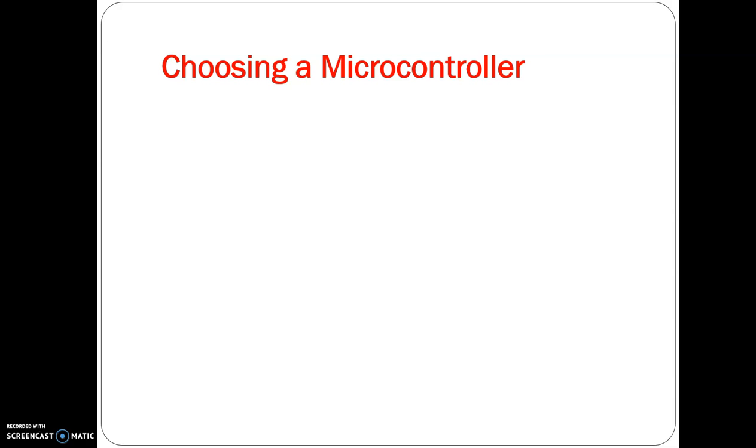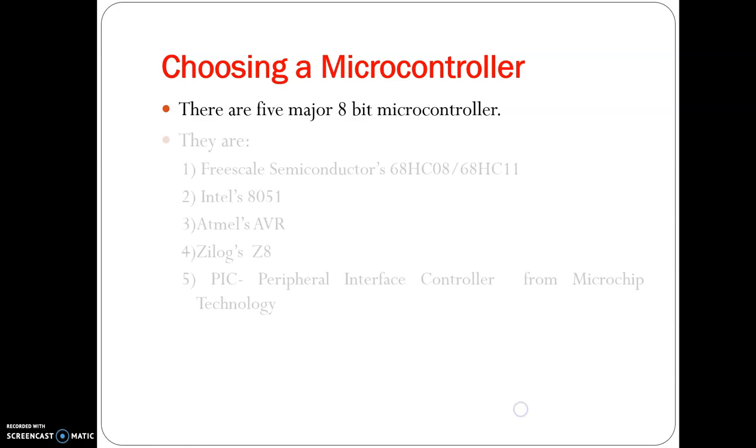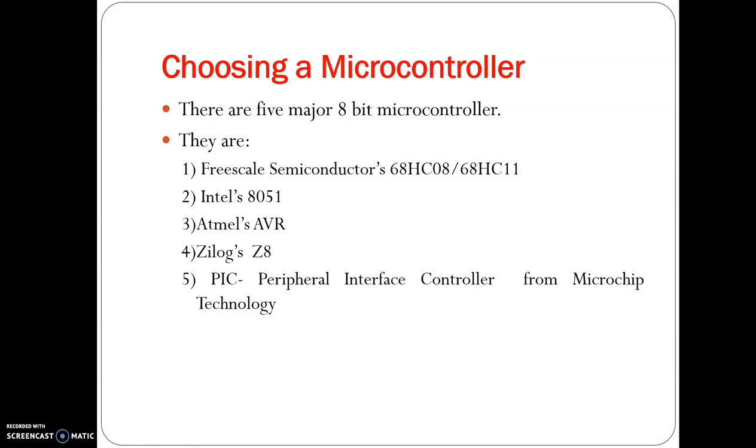Now, we have learned about the difference between the microprocessor and the microcontroller. So, as per the syllabus, we are now moving towards the microcontroller. Before going to the microcontroller, we should know what the different types of microcontrollers are. There are 5 major 8-bit microcontrollers which are used.